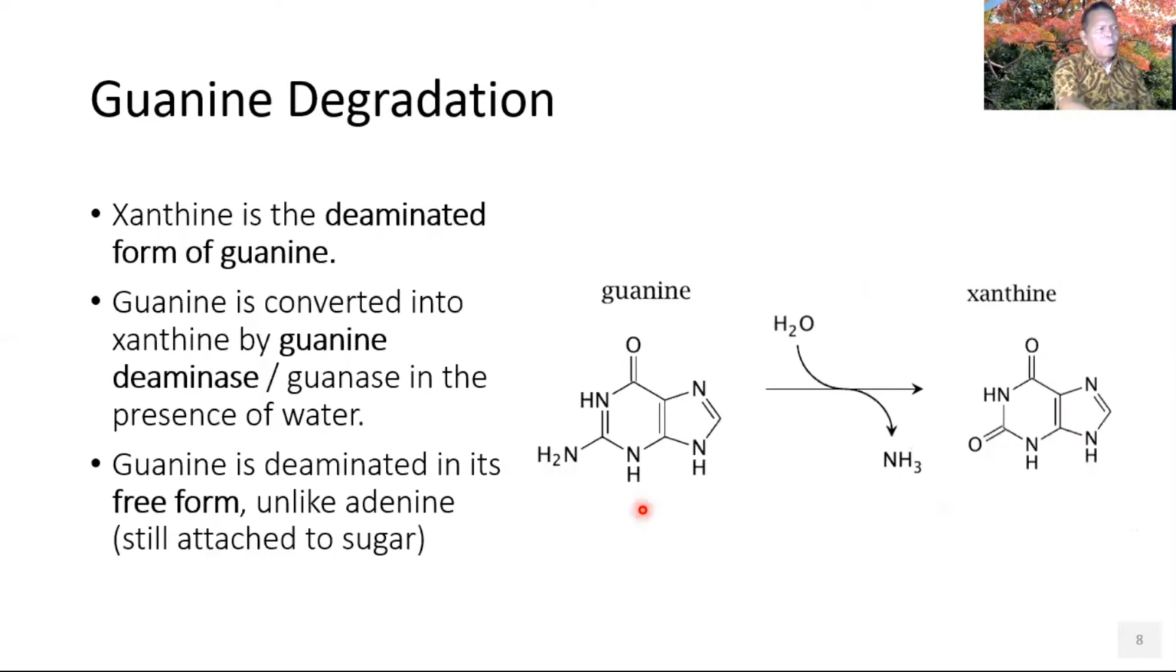Then let's move to guanine degradation. Xanthine is the deaminated form of guanine. Let's see this one. This is a guanine molecule, and this one is a xanthine molecule. Guanine is converted into xanthine by guanine deaminase, or guanase, in the presence of water. Guanine is deaminated in its free form, unlike adenine, which is still attached to sugar in this case.